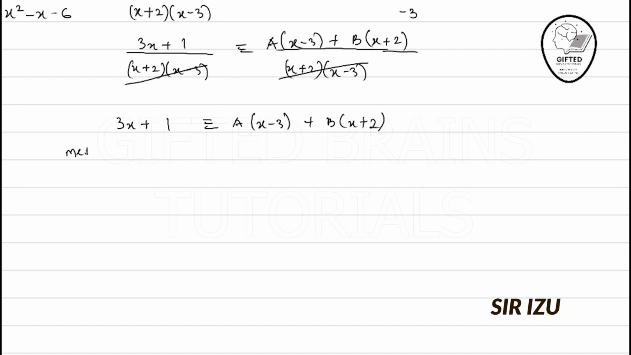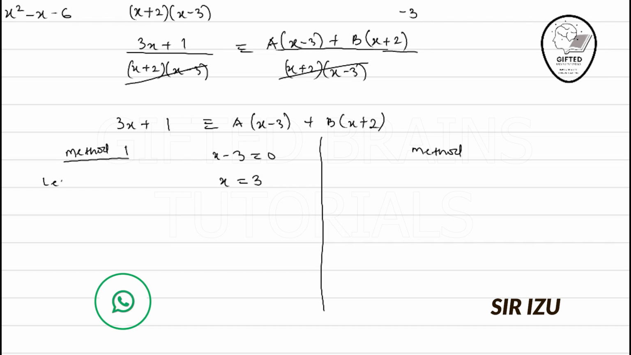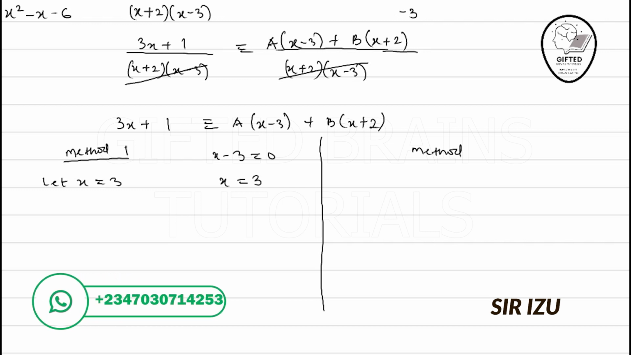Method 1, and then method 2. Method 1 is by substitution, because what we are looking for now is to get our a and b. The first thing to do is to eliminate a. To eliminate a, all we need to do is to equate the linear factor in front of a to 0. That means equating x minus 3 to 0. If I do that, I will have x being equal to 3. And so I will say let x be equal to 3 in this equation above.